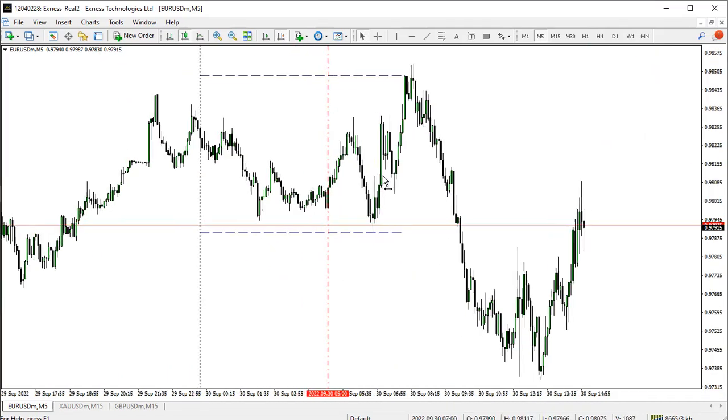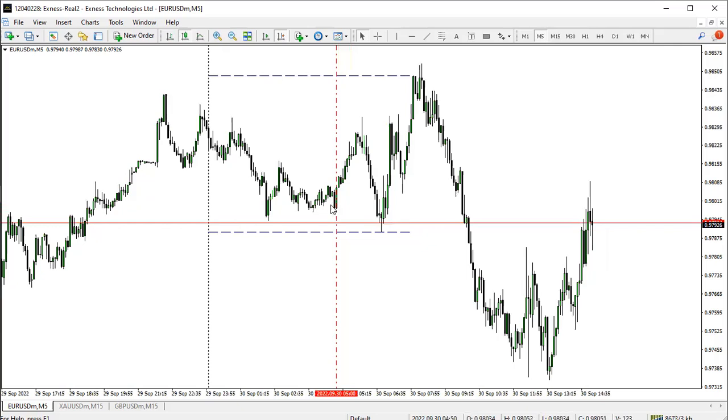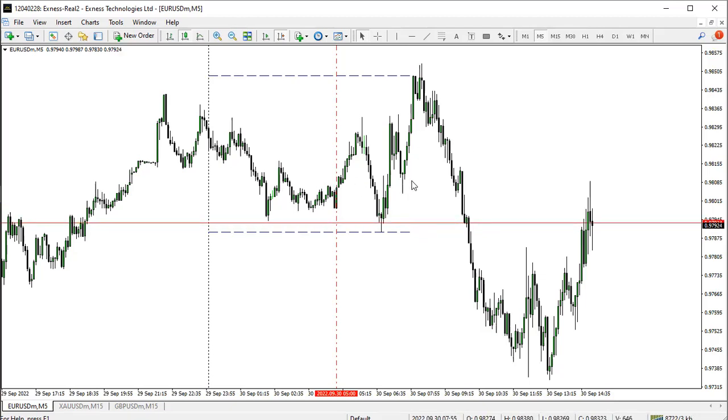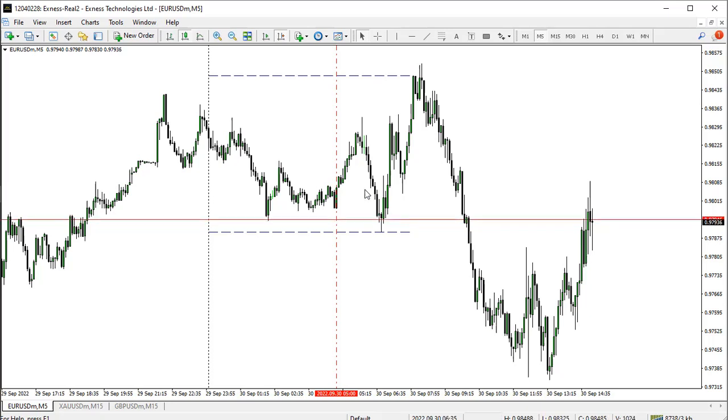For today, it was a bit tricky. I won't lie to you. Like I said, this is not an everyday thing. Today is a bit tricky because if you look at it, they first went up and took out these highs, then they came down, took out the lows, and then they went up. This could have been tricky for someone, especially if you're not familiar, if you've not done a lot of backtesting.